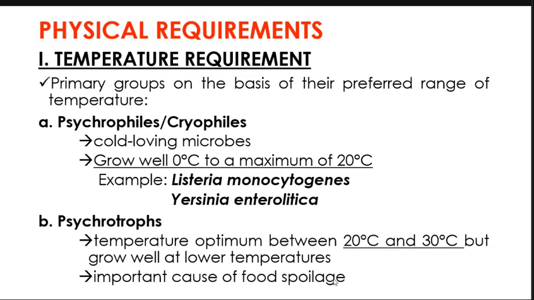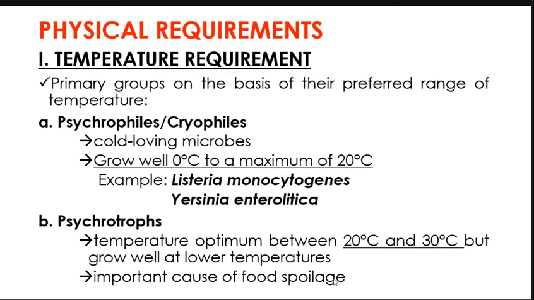We said here that psychrotrophs have an optimum temperature between 20 degrees and 30 degrees but grow well at lower temperatures. These are important causes of food spoilage. Why do we say that psychrotrophs are an important cause of food spoilage? And what is this temperature of 20 to 30 degrees centigrade?